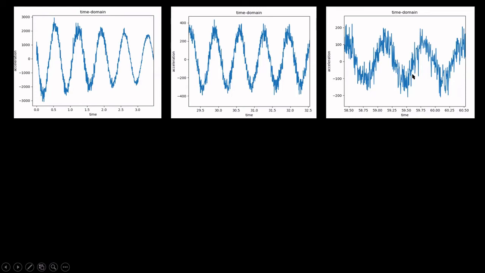This is a very low signal to noise ratio. I already mentioned the ADXL345, plus minus 200. So in this, the noise is more predominant than the original waveform.